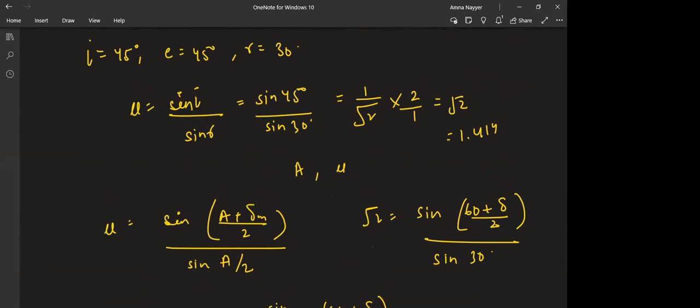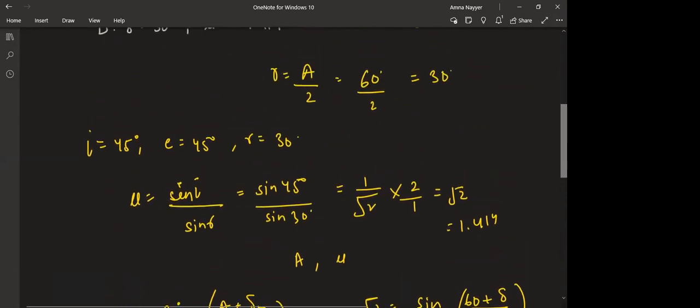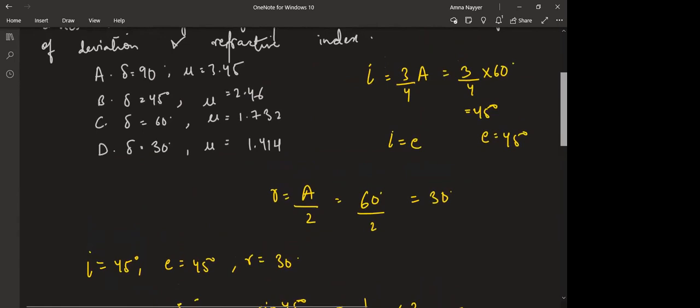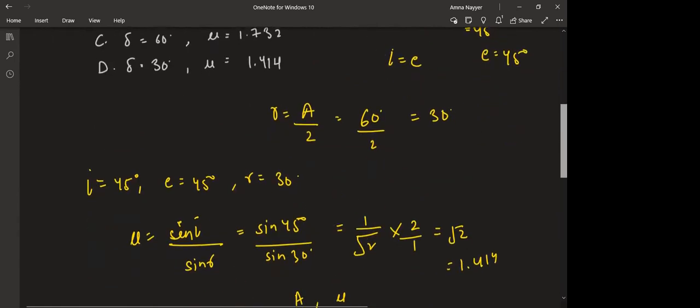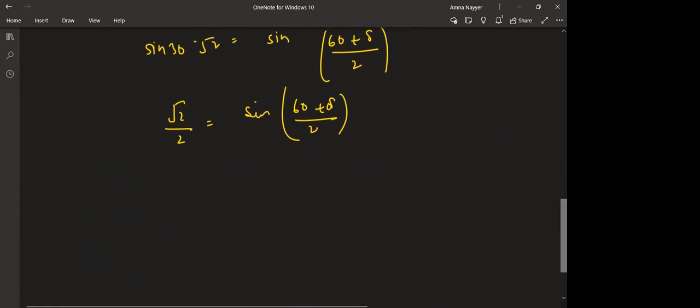In one of the papers, it came after finding out the value of delta, that is, the angle of deviation. The angle of deviation comes out to be 30 degrees. Now see, in this one more part was there: in 2008 it came that you had to calculate the speed in the prism as well. So how will you calculate the speed in the prism? You have these values now.